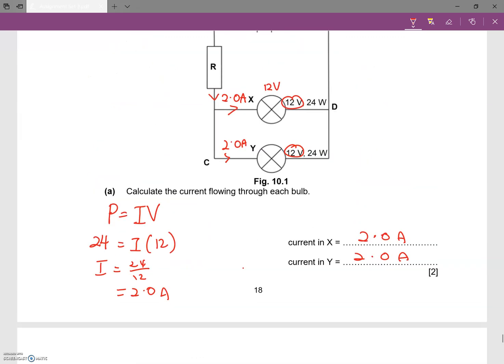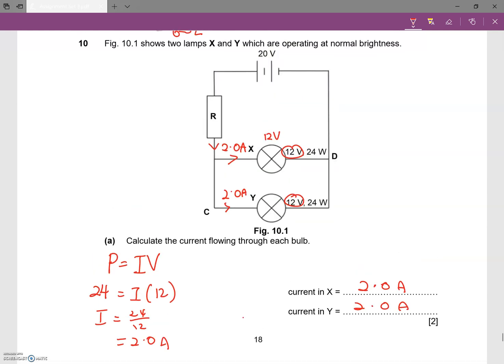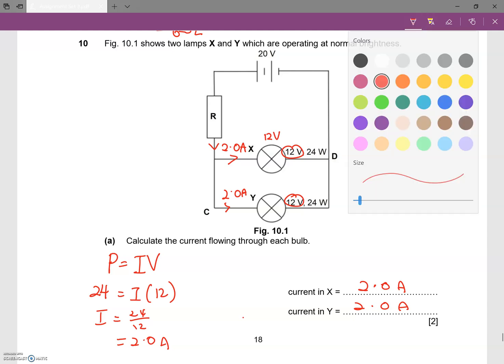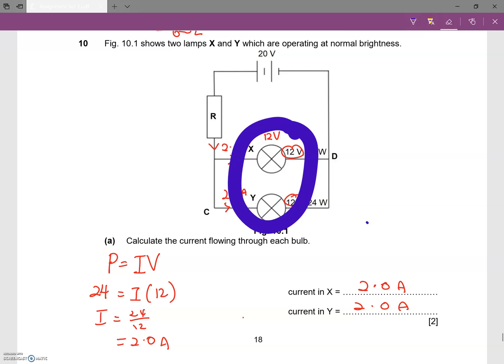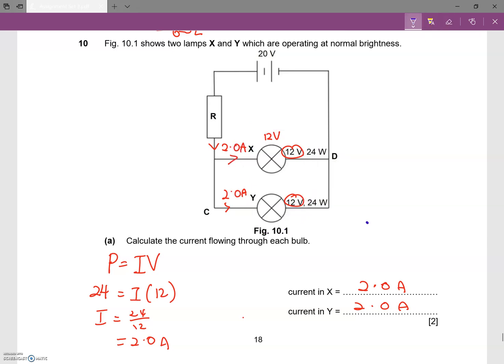Now calculate the resistance of R. How to calculate the resistance of R? First thing, to find the resistance, I need current. So I have current already. The next thing I need is the voltage. Now this whole thing is 20 volts. I know that the potential difference across here is 12 volts.